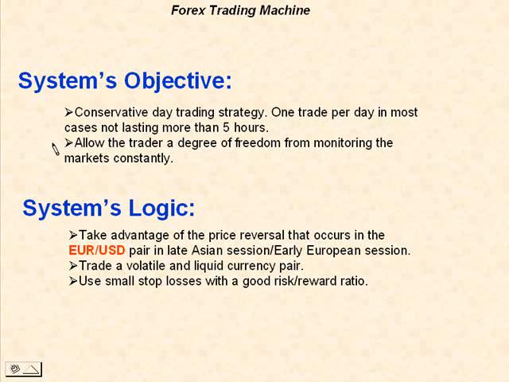The second objective of the system is to allow the trader a degree of freedom from monitoring the markets constantly. Now, I stress degree because unlike with the Forex Cash Cow system, there is some monitoring that needs to be done, mostly at the beginning of the trade, when the trader looks for the trade. But with regard to other day trading systems, for example the Forex Runner system, there is much less monitoring needed. So hence the wording, a degree of freedom.